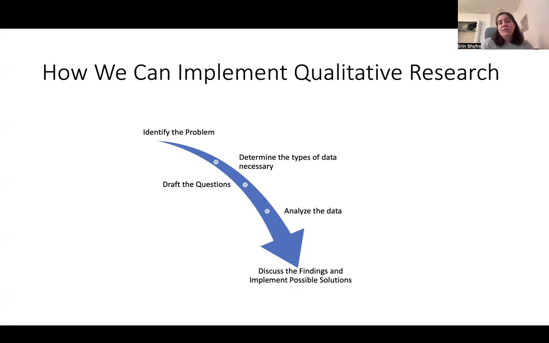And then finally, we want to discuss the findings and implement possible solutions. So once we gather all of this data, what do we want to do with it? Well, again, we want to make data-driven decisions. So we want to take a look at the data that we've collected and the findings that we have and use that data to create solutions for our students and our problems.